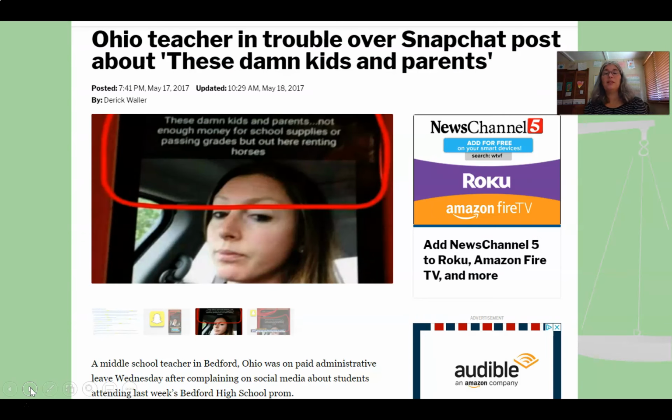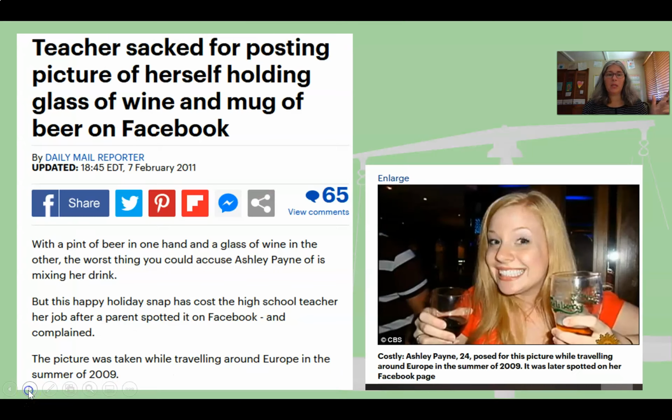Here's one. So this is a teacher who on Snapchat made this post, and she was complaining about parents who were able to spend excessive amounts of money on renting horses for a birthday party, but they can't buy their kids school supplies. So she's venting. She's venting online about parents. And she did get investigated for that. I'm not certain if she got fired, but she did get put on leave and investigated. So obviously that was considered controversial.